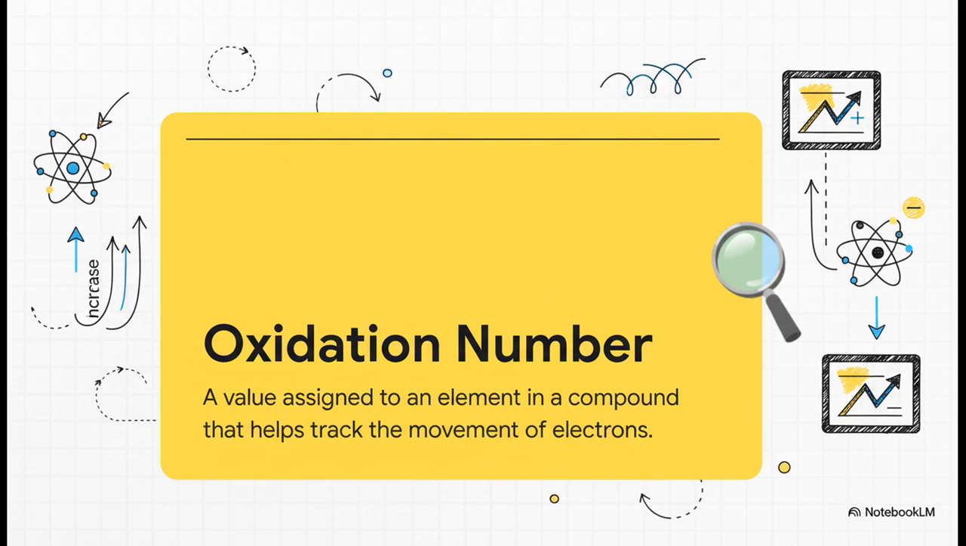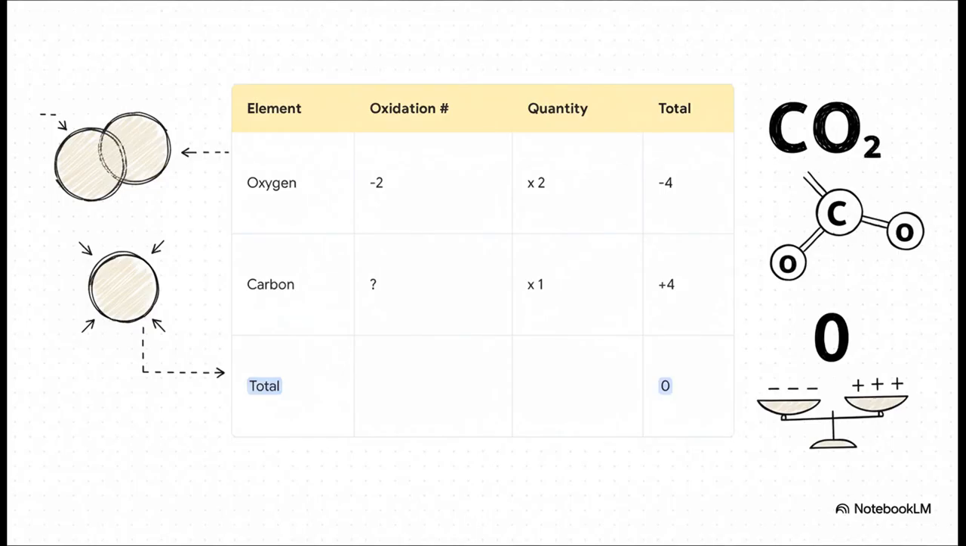You can really just think of an oxidation number as a score for each atom that helps us follow the electrons. It's super handy. If an atom's score goes up during a reaction, it got oxidized. If its score goes down, it got reduced. Simple as that. So how do we figure out these scores?